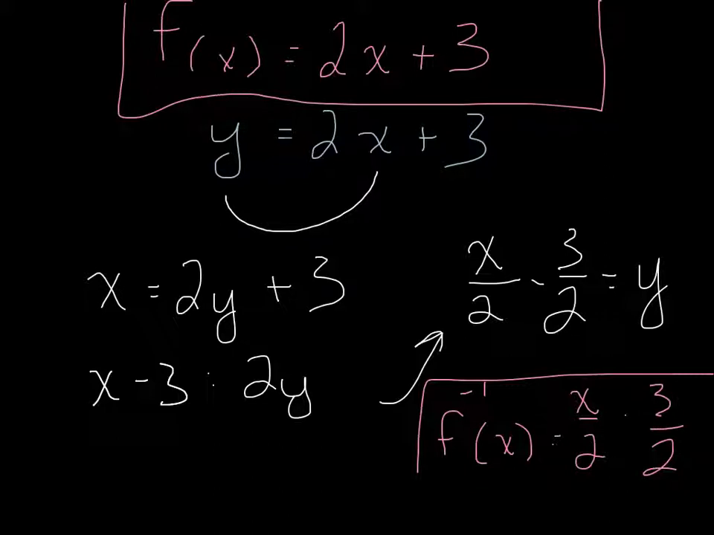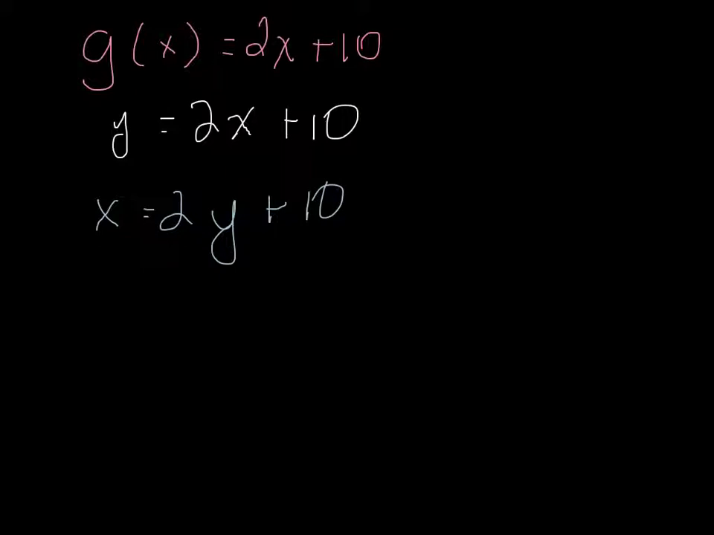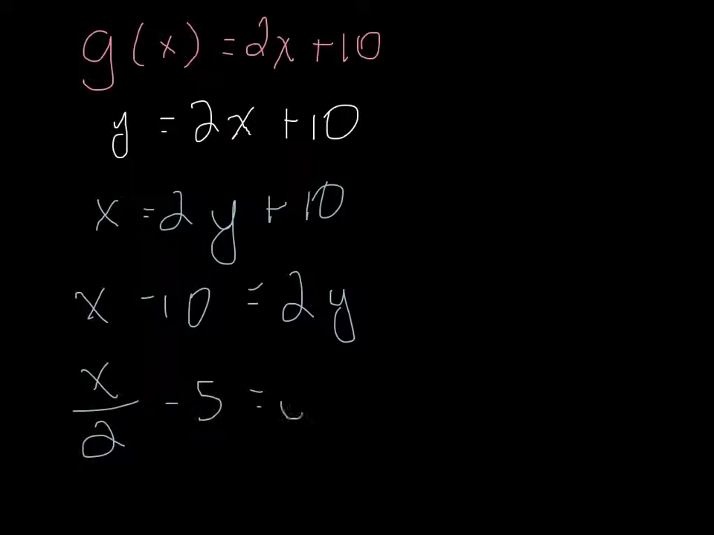And the negative 1 exponent is just a fancy way of saying that f negative 1 of x is the inverse of f of x. So let's try that again. I'm going to start by recognizing that I really just have y equals 2x plus 10. And I'm going to take my x and my y, and switch them. So x equals 2y plus 10, and I'm going to subtract 10. Now I'm going to divide by 2, so x over 2 minus 5 equals y. My inverse function is g to the negative 1 of x is equal to x over 2 minus 5.